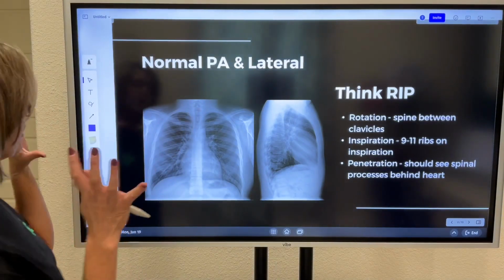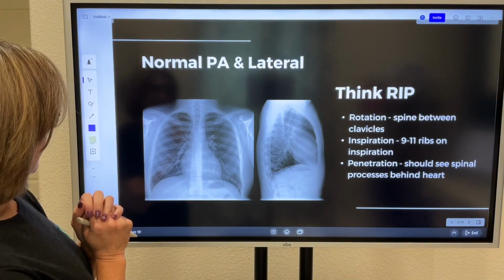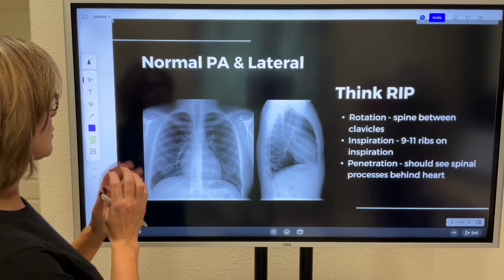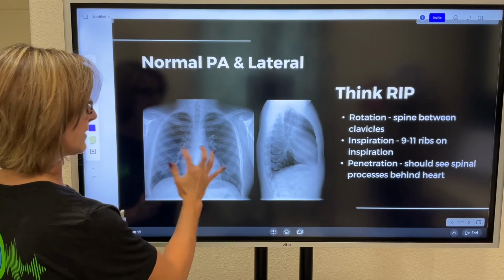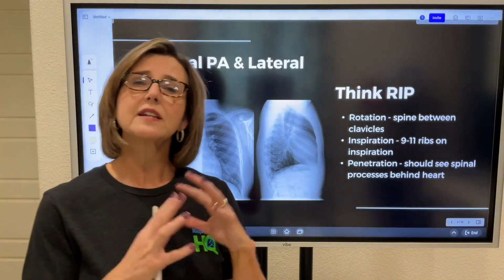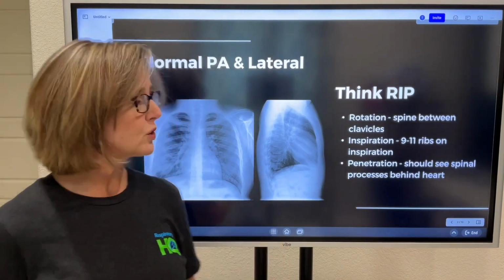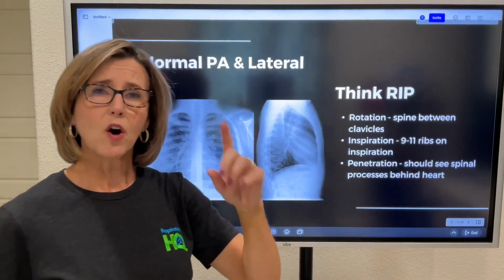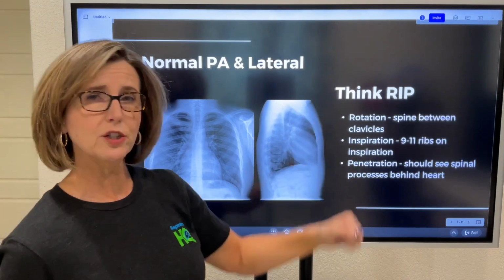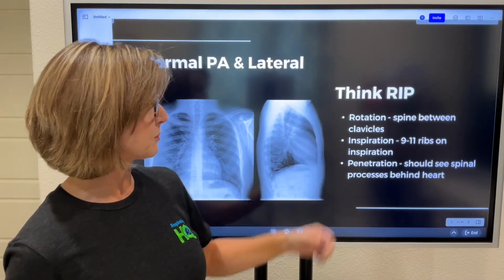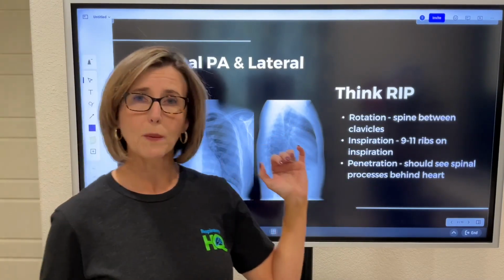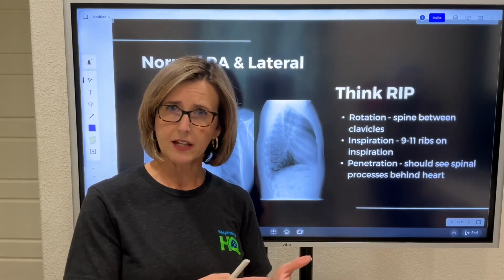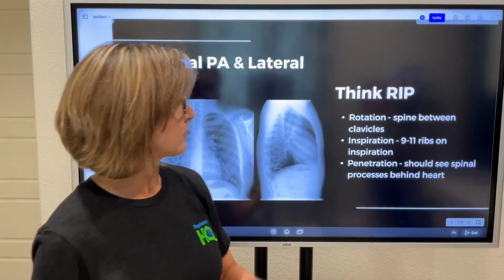And then when you look at the x-ray, you don't start looking for things wrong in the lung. You want to assess the quality of the film. And to do that, you need to think RIP. R stands for rotation, I stands for inspiration, and P stands for penetration of the x-ray. So let's just start with rotation.